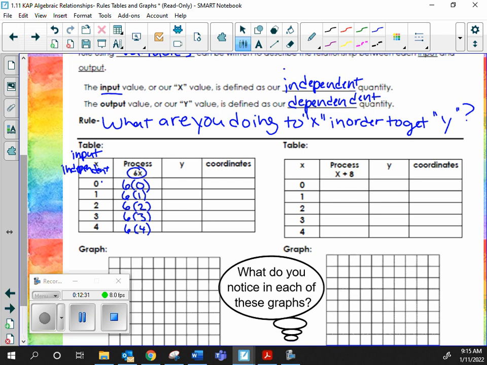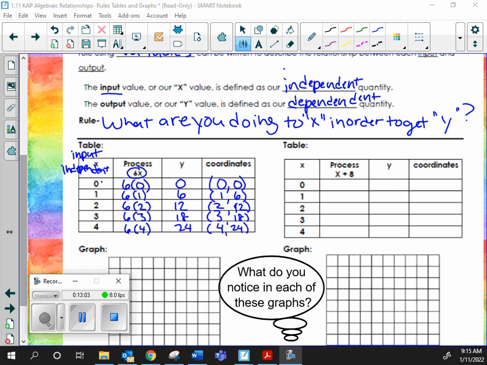6 times 0 is? 0. 6 times 1? 6. 6 times 2? 12. And then we're going to make that into coordinates. The first ordered pair is going to be what, comma, what? Let's try that one more time. 0, comma, 0. Because I put in a 0 and I got out a 0. I put in a 1, I got out a... fill in the rest.